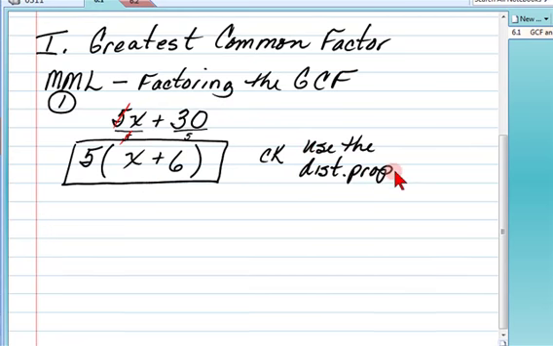You use some kind of multiplication to check your factoring. So if I had 5 times x plus 6 and I was going to check it, I would use my distributive property. 5 times x would give me 5x. 5 times 6 would give me 30. And is that the polynomial I started with? Yes. So I feel okay about it. Okay, so you can check these.